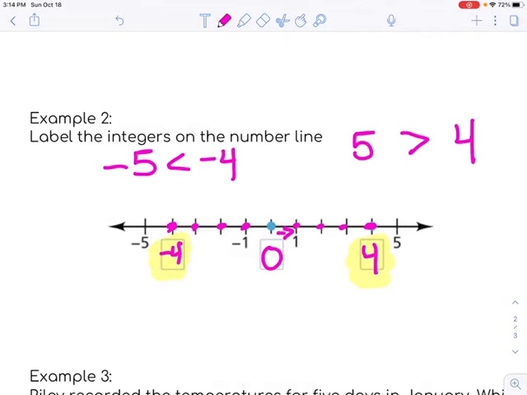But because it's negative, I always like to think about this in terms of, let's say, money. Would you rather owe somebody $5 or would you rather owe somebody only $4? So in this case, negative 4 is going to be bigger than negative 5.